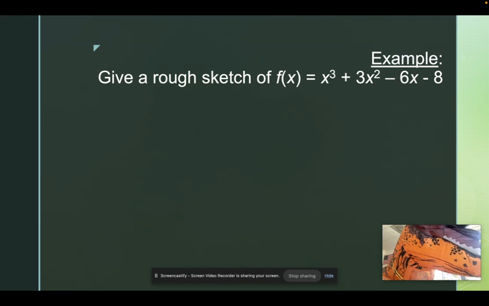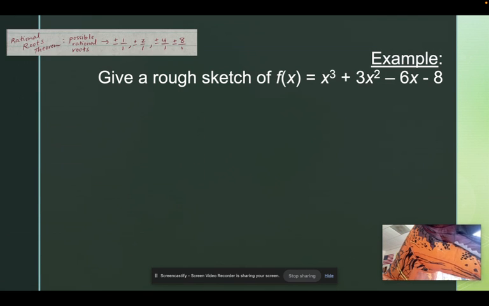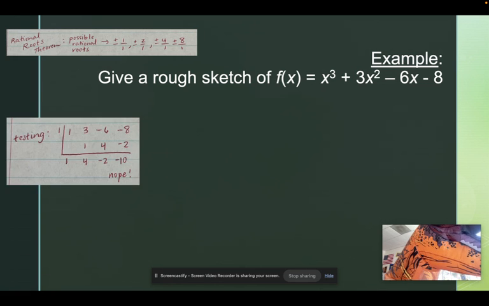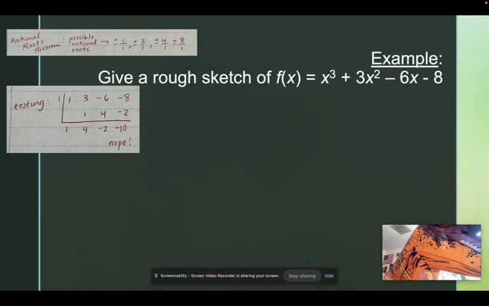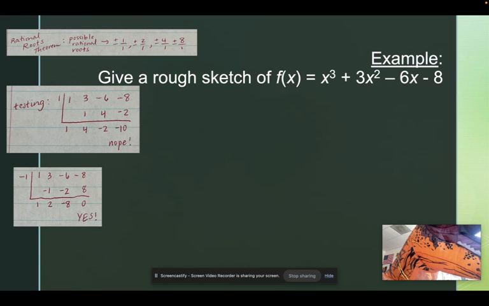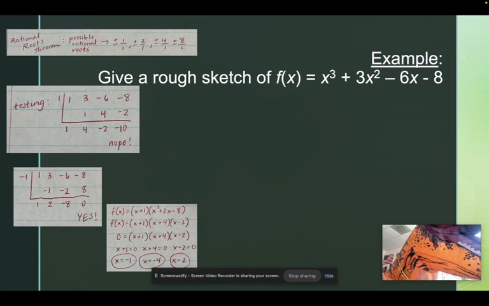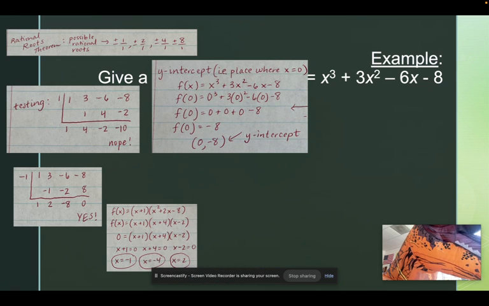Okay, so for example, if we wanted to give a rough sketch of this graph, we'd first use the rational roots theorem to come up with our possible list. Then we'd start testing our list and we'd be like, dang, that one didn't work. And so then we try maybe another one and then that one works, yes. So then we can start factoring and then we can solve and we can find the roots. So now we got the roots.